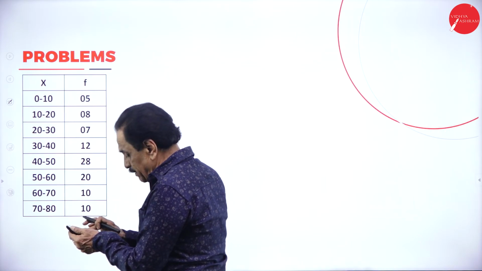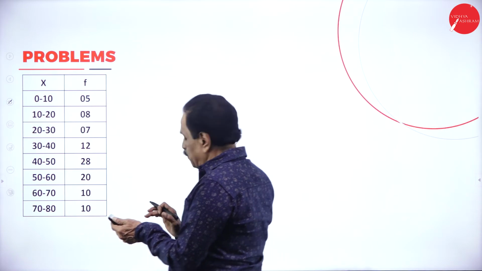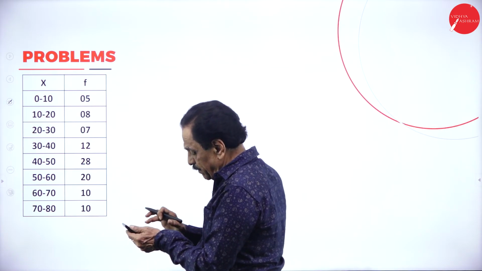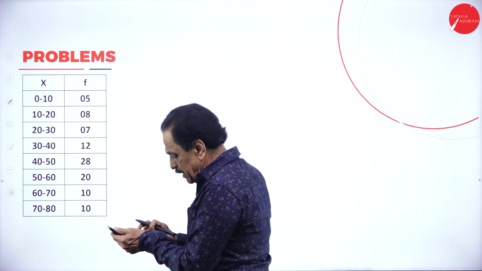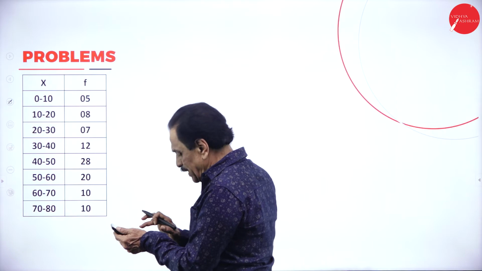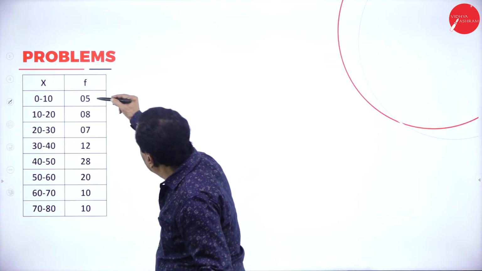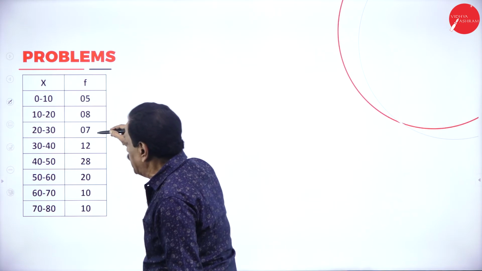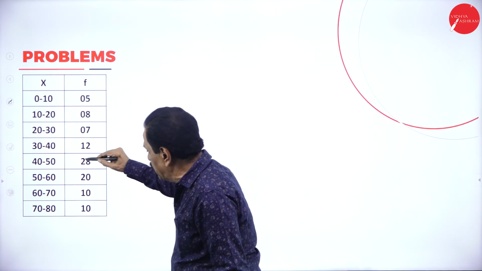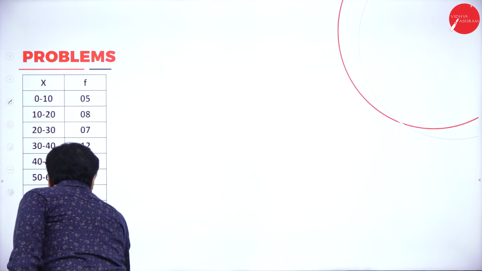plus 7 plus 12 plus 28 plus 20 plus 10 plus 10. It works out to 100. 5 plus 8 is 13, 20, 32, 40, 60, 80, 90, 100. This is n is equal to 100.